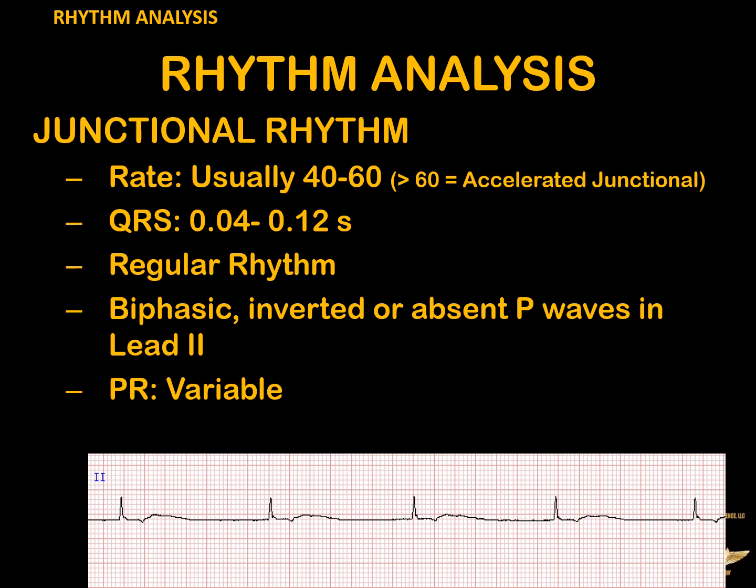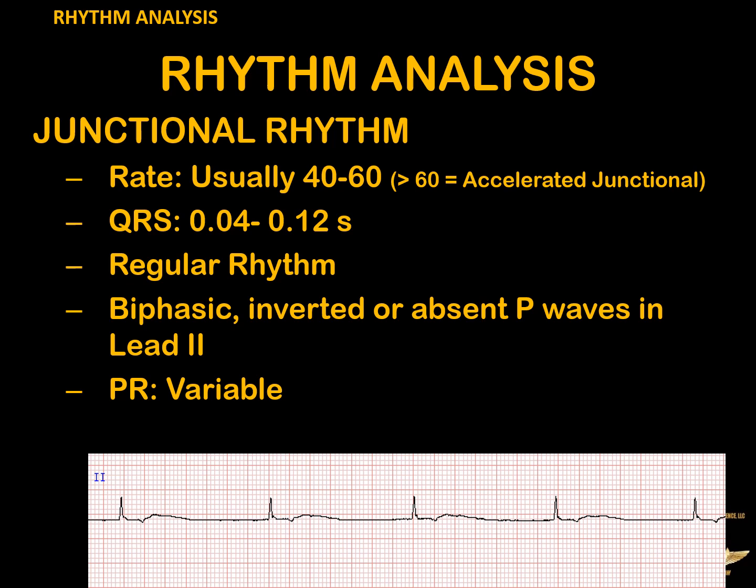So these rates tend to be slower just based on the intrinsic pacemaker speed of the AV junction, usually about 40 to 60 beats a minute. If it's greater than 60, we tend to call that accelerated junctional. That's an academic distinction, but it may be something you see on a test where you'll see a rate or a rhythm which meets these other criteria, but it's just faster than what you normally see.